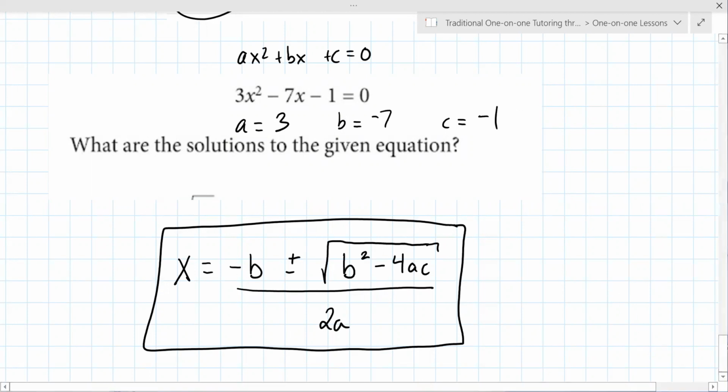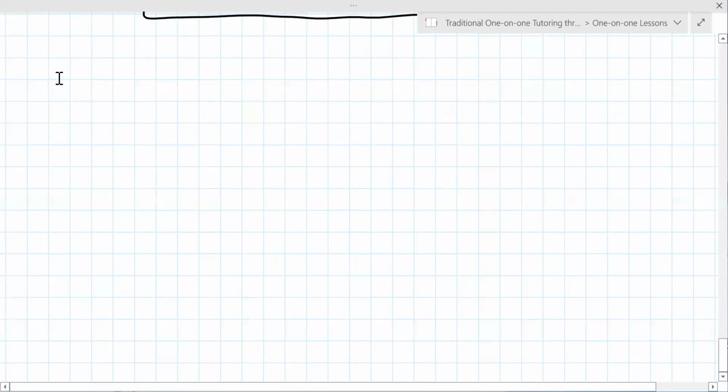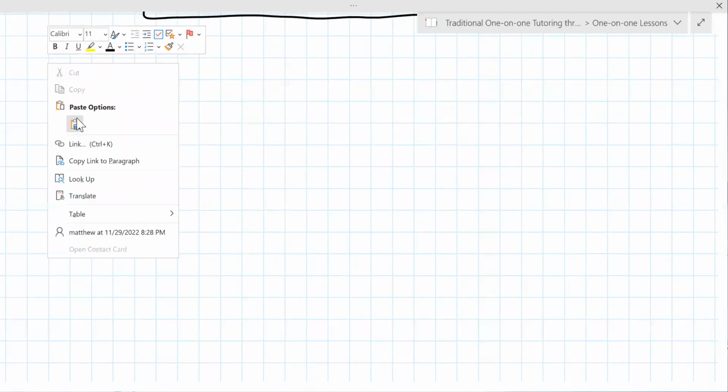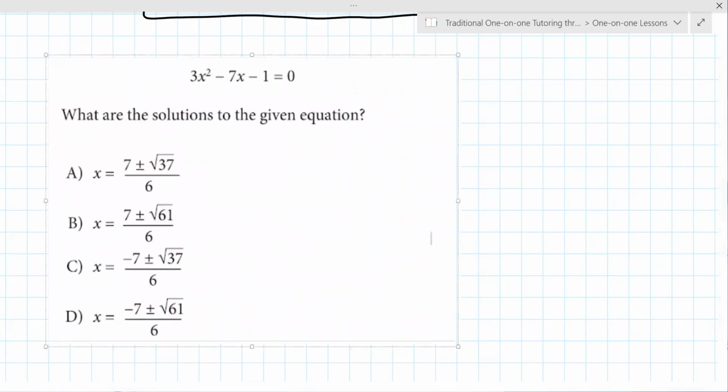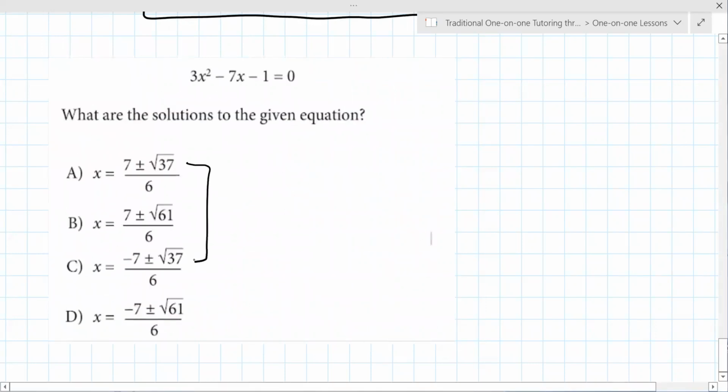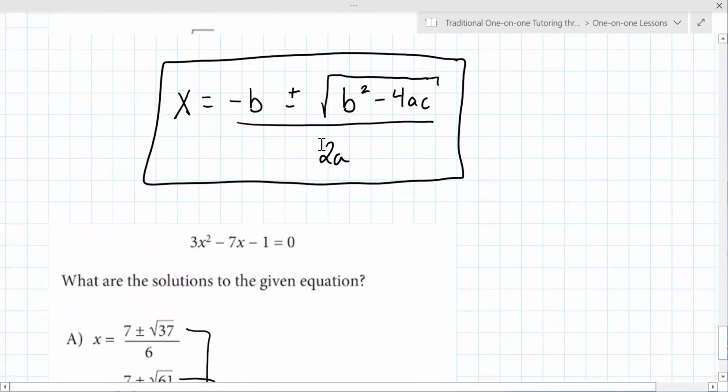Keep those numbers in mind because it's always good to look at the answers. Okay. And in this problem, let me get this snipped in. The answers. So when you look at the answers, I look at A and C as having the square root of 37 and B and D having the square root of 61. So that's your differentiator.